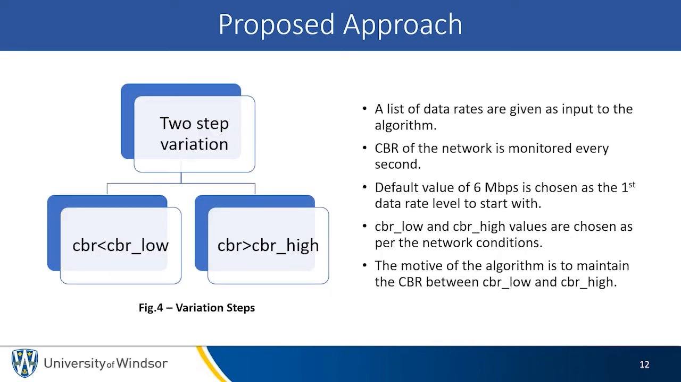A list of data rates is given as input to the algorithm. The CBR of the network is monitored every second. A default value of 6 Mbps is chosen as the first data rate level to start with. High and low CBR thresholds are chosen as per the network conditions. The motive of the algorithm is to maintain the CBR between the low and the high channel thresholds of the network.